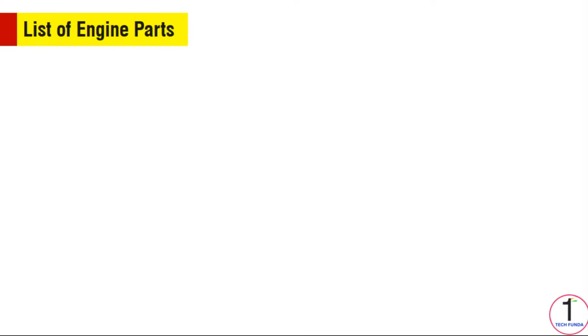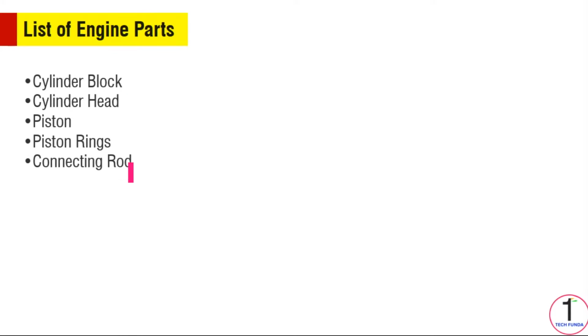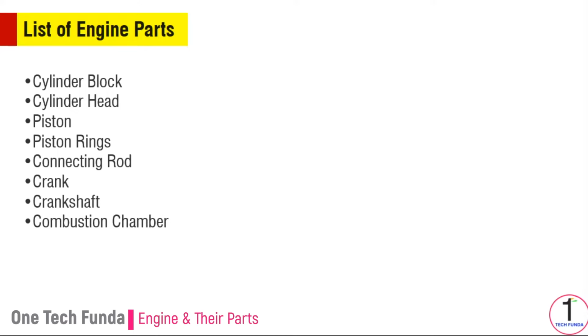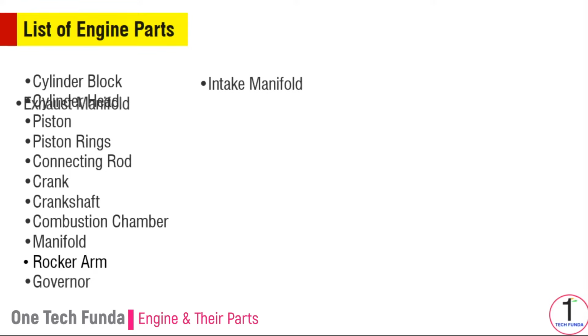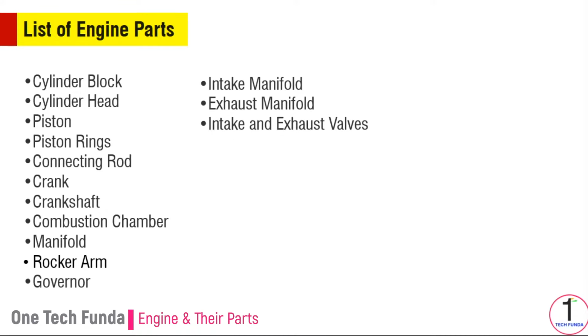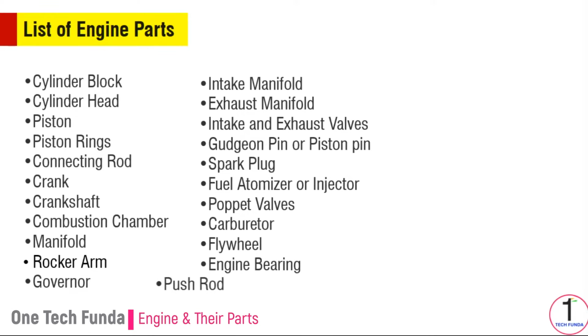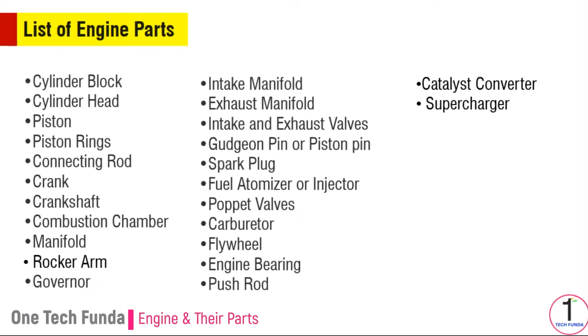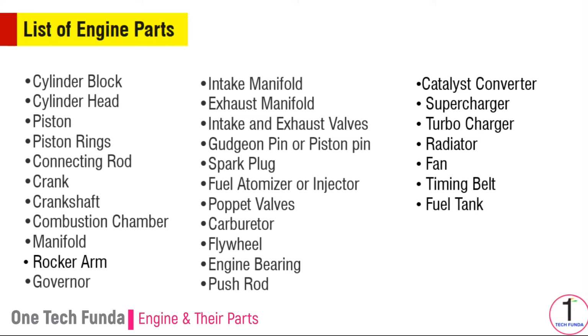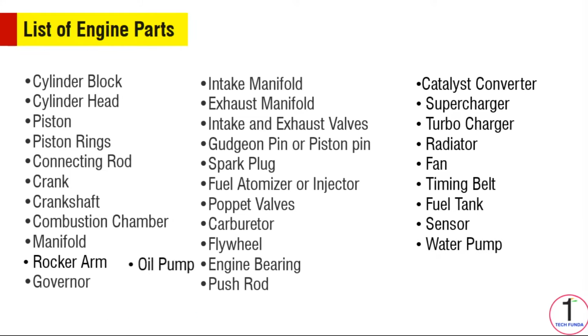The list of the engine parts: cylinder block, cylinder head, piston, piston rings, connecting rod, crankshaft, combustion chamber, manifold, governor, rocker arm, intake manifold, exhaust manifold, intake and exhaust valves, gudgeon pin or piston pin, spark plug, fuel atomizer or injector, poppet valves, carburetor, flywheel, engine bearing, push rod, catalytic converter, supercharger, turbocharger, radiator, fan, timing belt, fuel tank, sensor, water pump, oil pump, gasket.